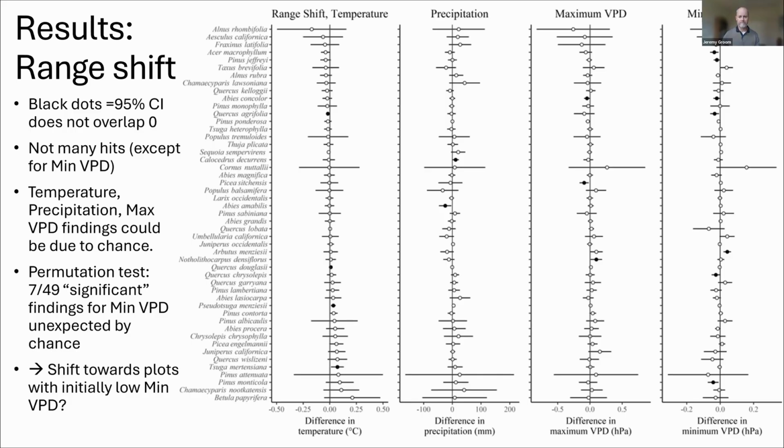And in fact, yes, you would expect these sorts of results by chance. For minimum vapor pressure deficit, we ran a permutation test and determined that that one's unlikely to have occurred by chance. So maybe there's a shift towards plots with initially low minimum vapor pressure deficit. I mean, not all, there's one plot that shifted to the right, although the other 6 shifted to the left. I'm not going to look into it that far.